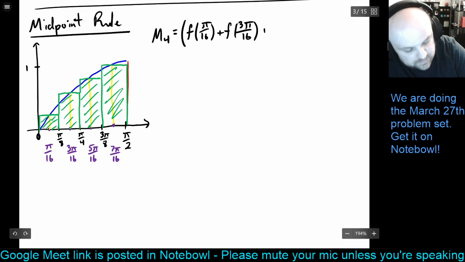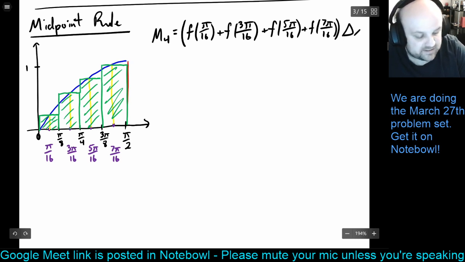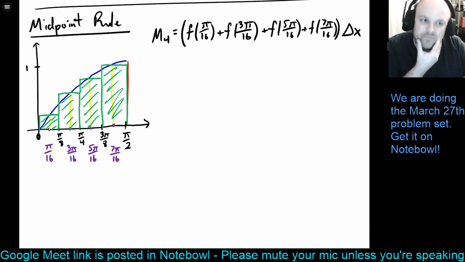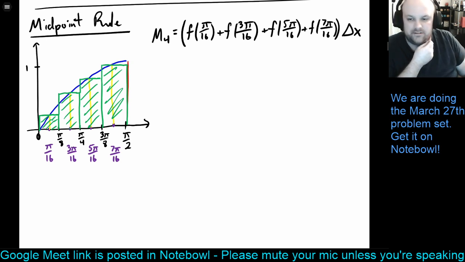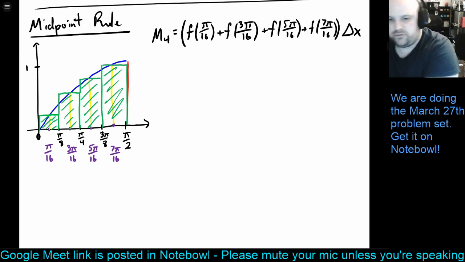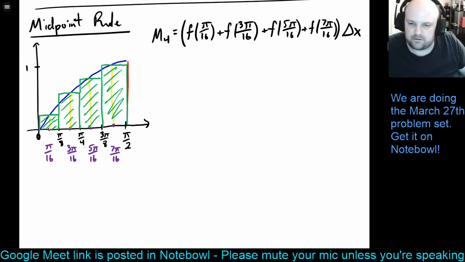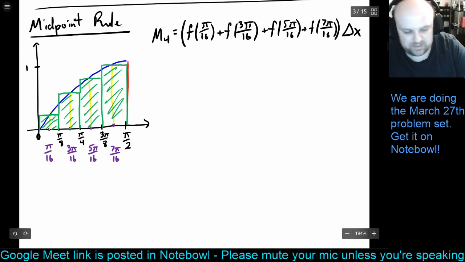3 pi over 16 plus 5 pi over 16 plus f of 7 pi over 16, and then again times delta x, right? So now these numbers are going to be a little less nice. We can get these in terms of radicals, I'm sure, because 16 is a power of 2. But for example, we won't bother when doing this.